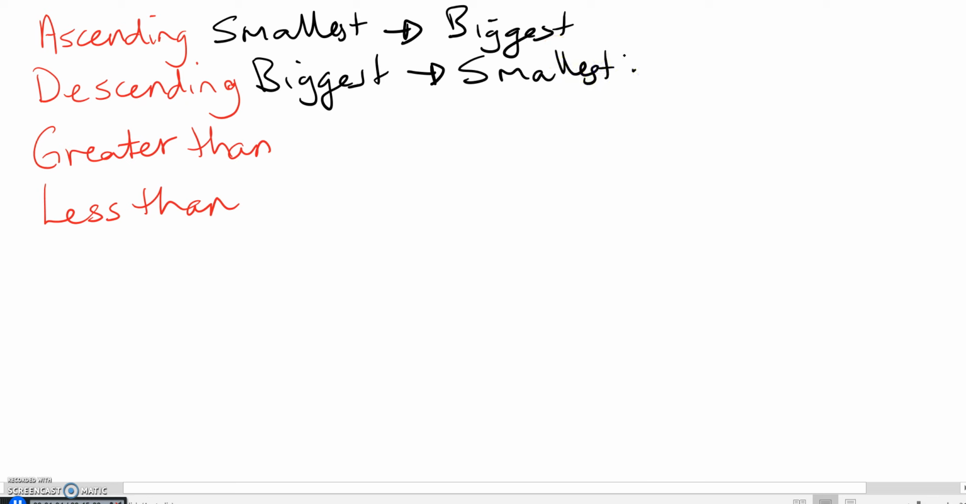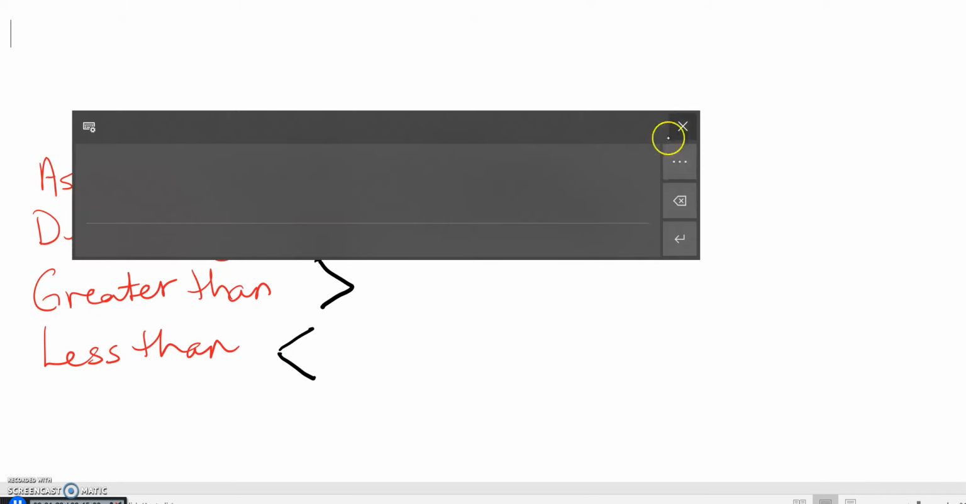Just a couple of symbols that you will need to know. Greater than is this way, and less than is this way. The easiest way to think about that is if it's less than, and we pick the arrow up and pivot it around 45 degrees, it ends up looking like an L. Less starts with L, so that's a nice easy way you can start thinking about it.